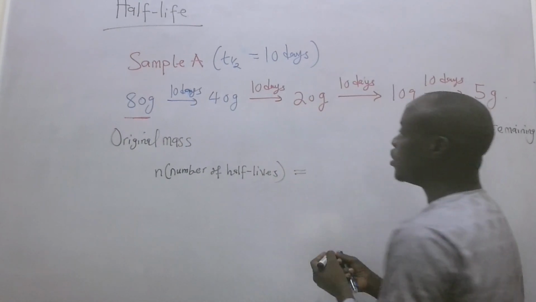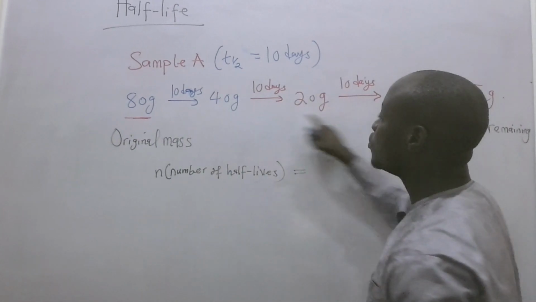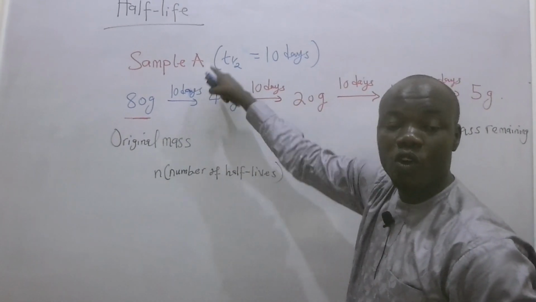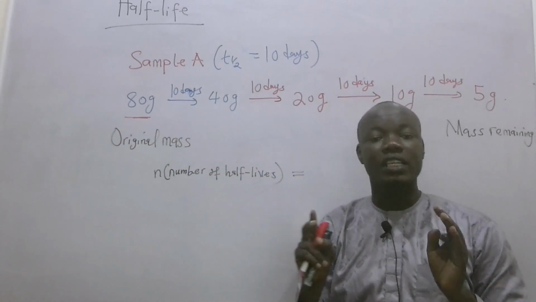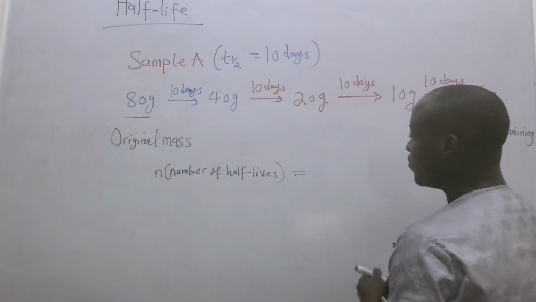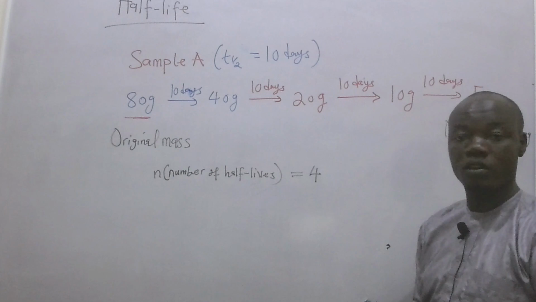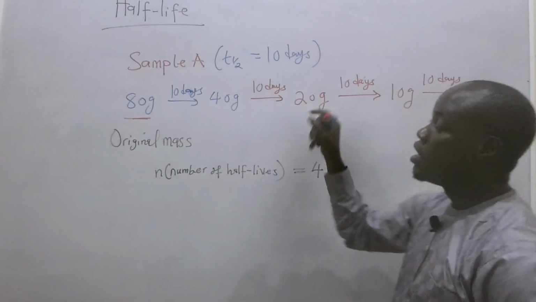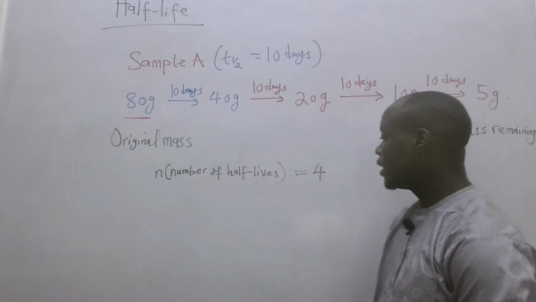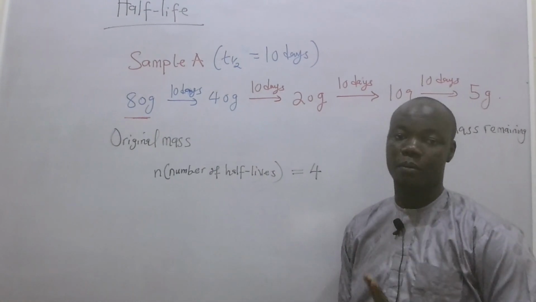And in this case, the sample A here undergoes 4 different half-lives. So therefore, the number of half-lives is equal to 4. In fact, we can actually use a formula to calculate the number of half-lives.